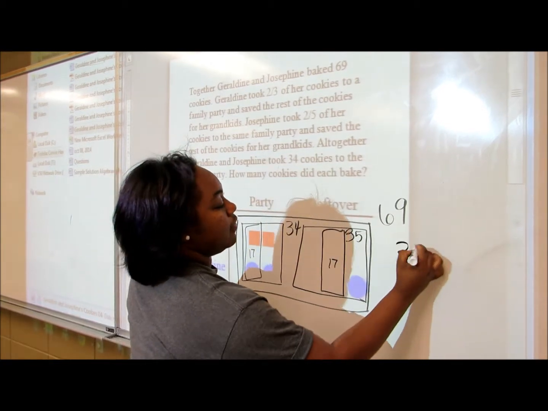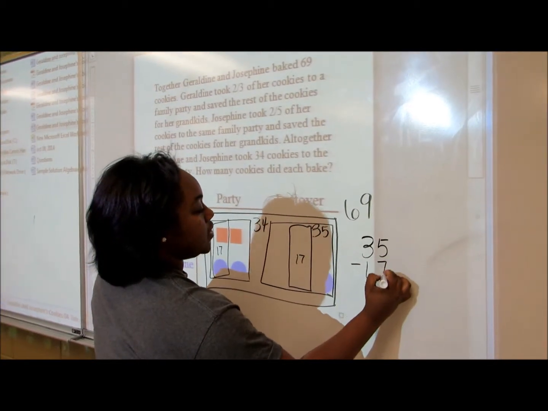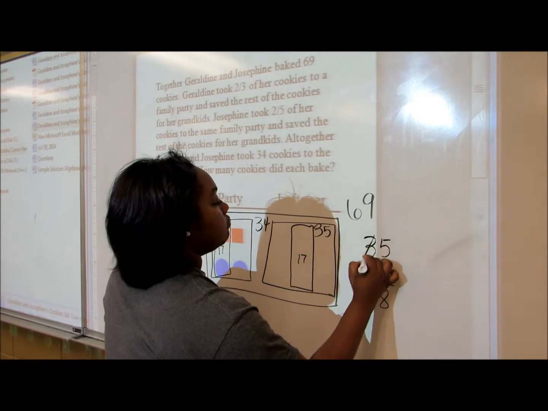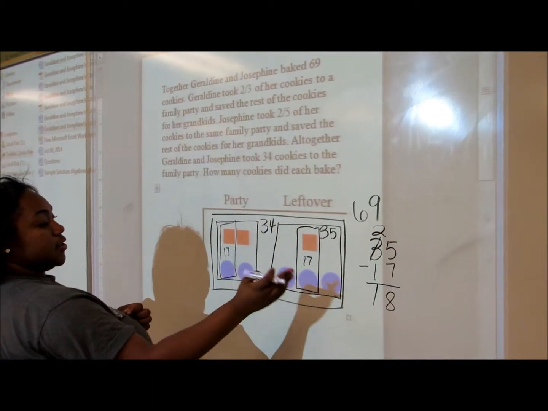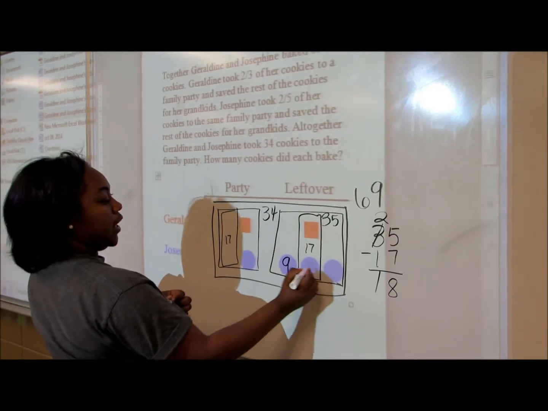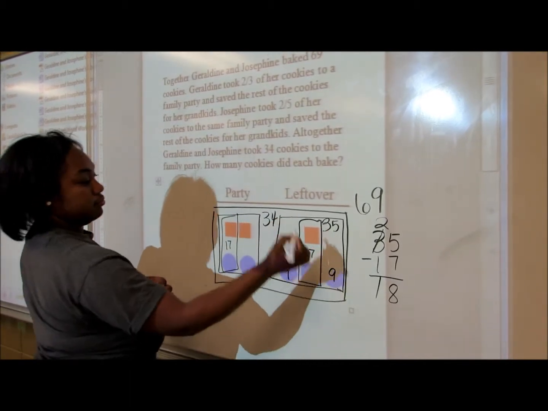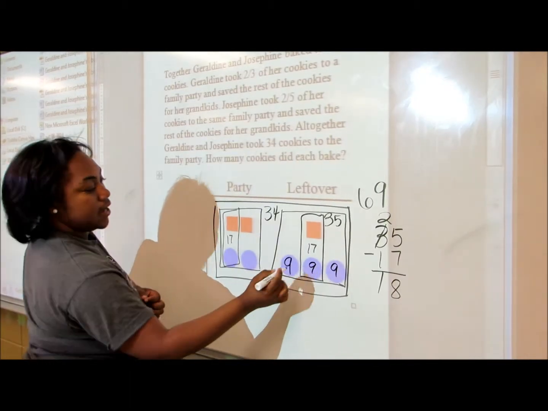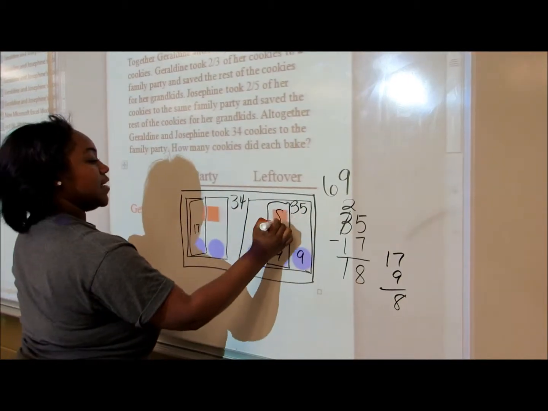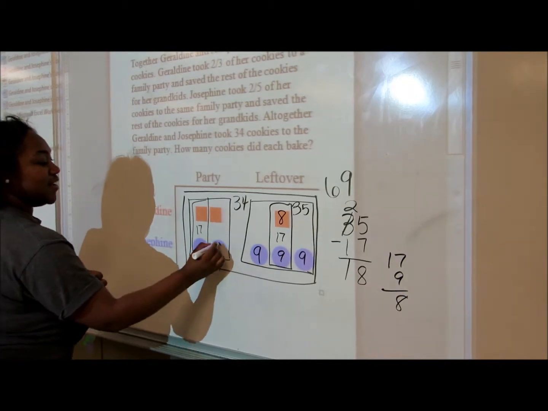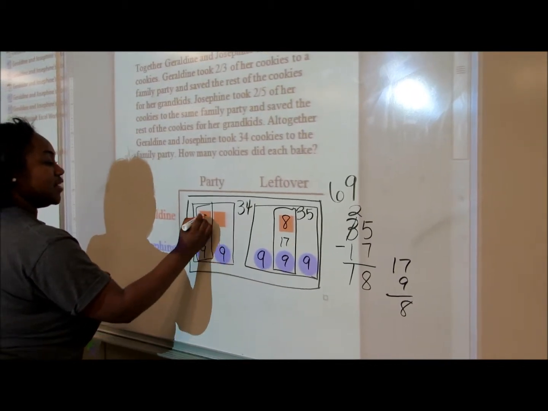And 35 minus 17 is 18, and you have your 2 circles left. And so 18 divided by 2 would be 9. And so if that's 9, 17 minus 9 is 8. So that has to be 8. And so now you know what each circle is equivalent to and each square.